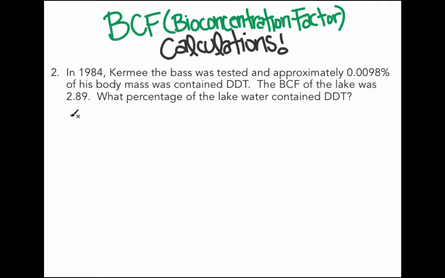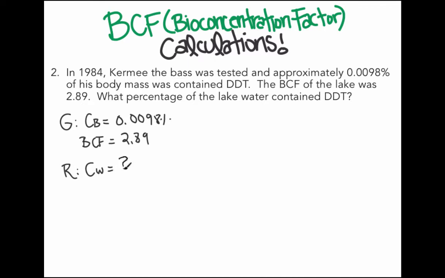This is the second homework question. The first step is you need to write down what the question gives you. The question gives you CB is equal to 0.0098%. It also gives you BCF, which is 2.89. The next step is to write down R for what's required. The question is asking for CW. It's asking for the concentration of the chemical in the water. A for analysis. This is the equation that I will always give you on any quiz, test, or exam. BCF is equal to CB over CW. You need to be able to rearrange that to get CW is equal to CB over BCF. If you forget how to do that, you can rewind the video and watch the beginning.